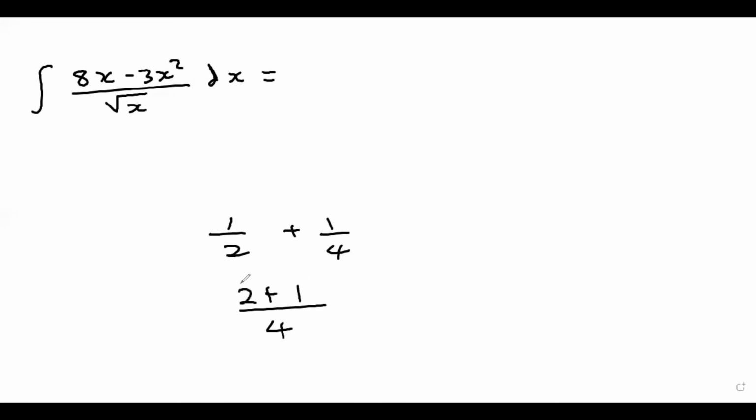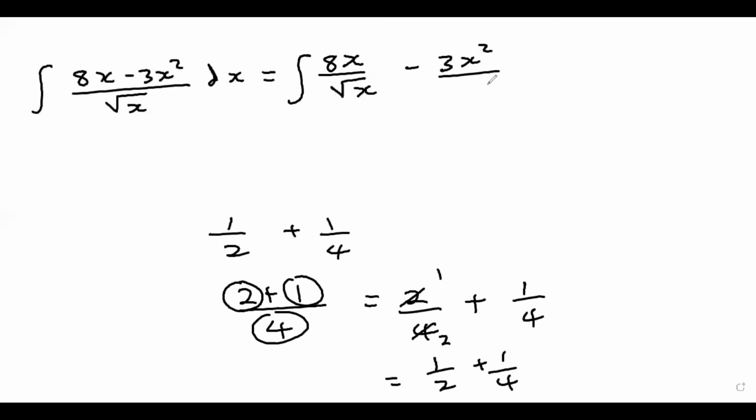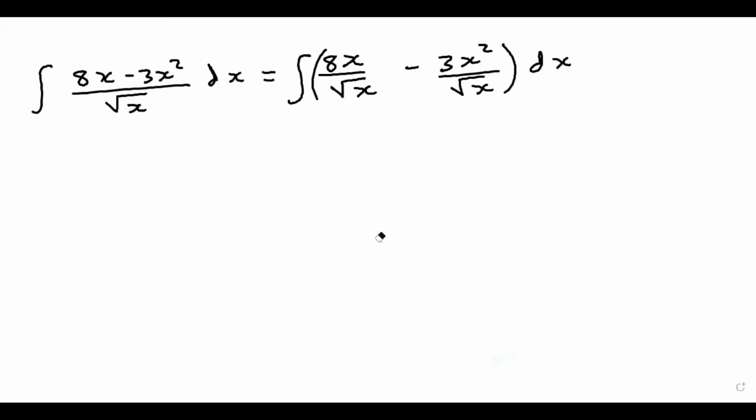So that's basically saying 2 over the denominator plus 1 over the denominator. So 2 cancels this, so you get back the half plus the quarter. So it's the same thing here, where this is the denominator, or the LCM. So that means you'd have the integral of 8x over root x minus 3x squared over root x. Right? So now we give each their own integral.